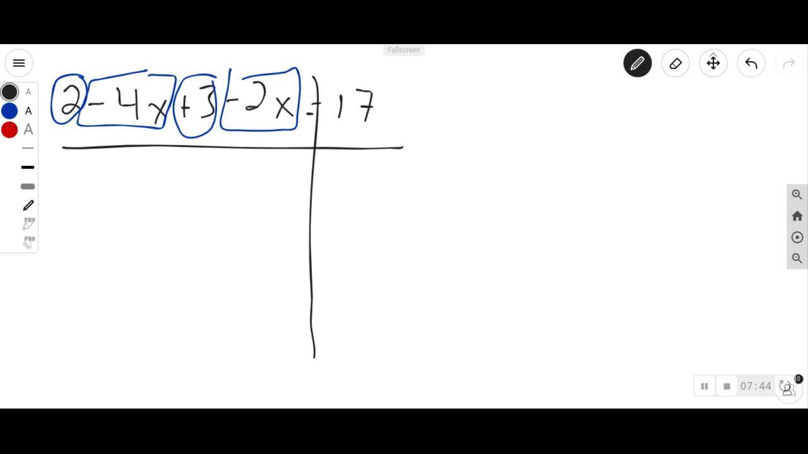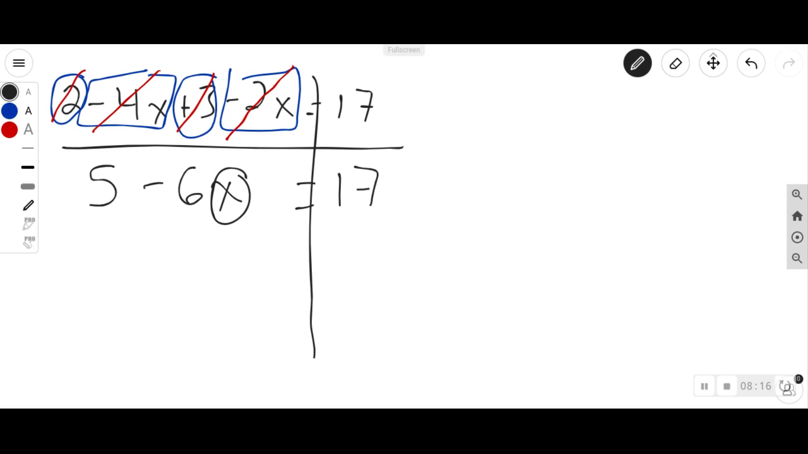But what I'm going to do is simply combine both sets at the same time. This is allowed. Just be very careful. If you're not comfortable with that, then do one step at a time. First, we have 2 plus 3, which is going to give us 5. And then we have negative 4x minus 2x, so negative 4 minus 2 is negative 6x equals 17.